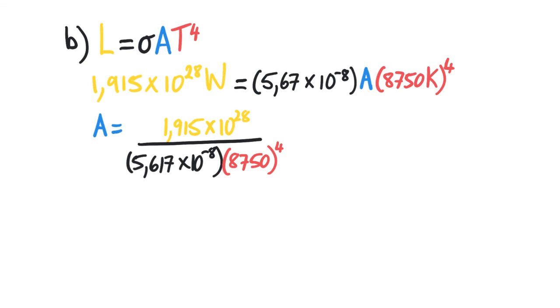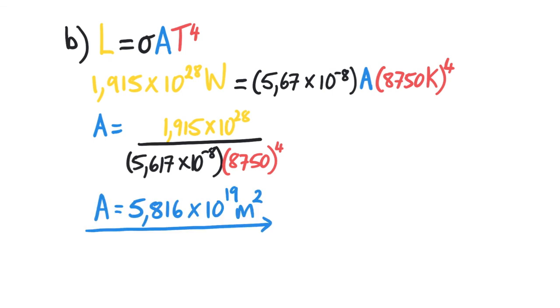We now take the product of these two values, and we divide it into the luminosity value, as we can see here. And we get that the approximate area is equal to 5,816 times 10 to the 19 square meters, which means it is a huge number.